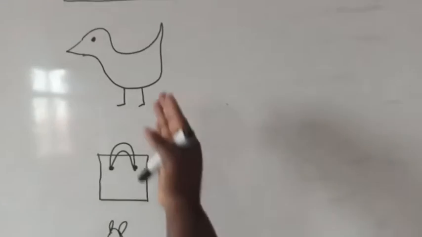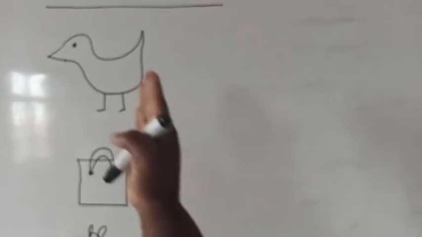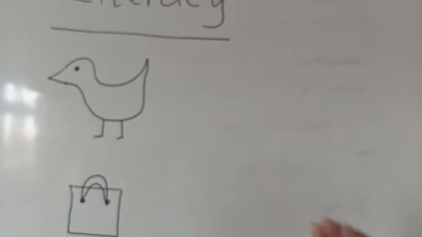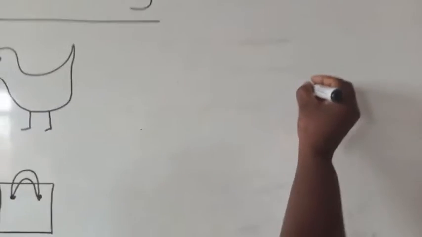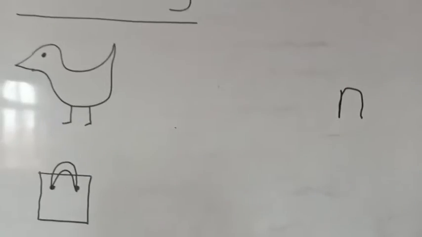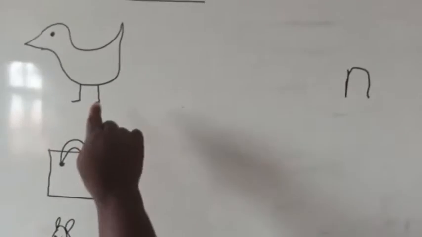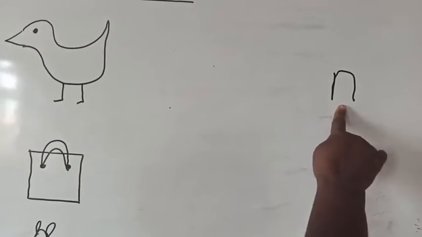Now, when we take a look at the objects here, I hope we can identify the objects and their names. So when you mention hen, what is the last sound you hear? Hen. I can hear N at the end. So it means that my ending sound for hen is N.